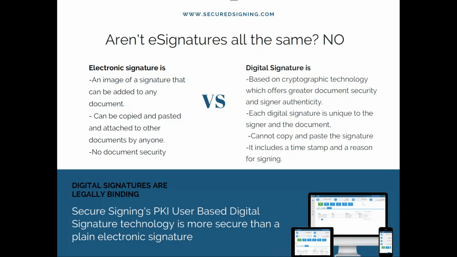The other thing is that each digital signature that we create is unique to the signer and to the document. It is not an image, which means it cannot be copy and pasted. And it also includes important information like a timestamp and a reason for signing if you require it as part of your signing process. PKI technology is also the foundation of the blockchain, and it is technology that's been around since 1976. So it is very robust and tested and continues to be applied in other ways in the technology world today.